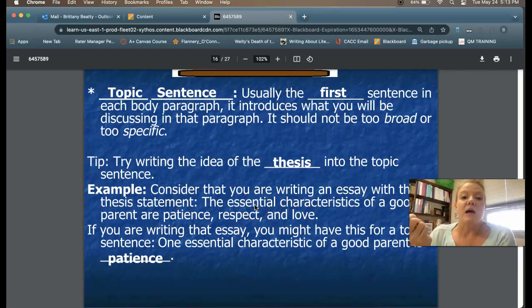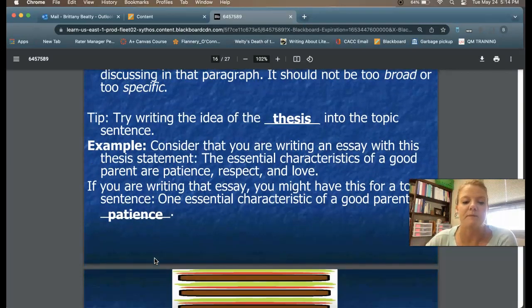So when you're creating a topic sentence, it should be the first sentence of your body paragraph, and it should directly relate to whichever point in the plan of development you're working on. If this is our first body paragraph, then the first point listed in our thesis statement is patience. So our topic sentence should be about patience. Here's an example: one essential characteristic of a good parent is patience. And so then I know that everything in that body paragraph is going to be about patience.